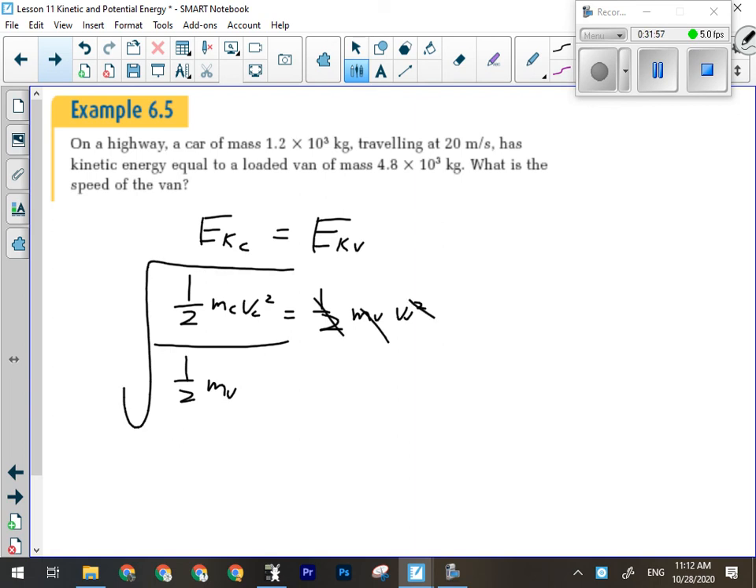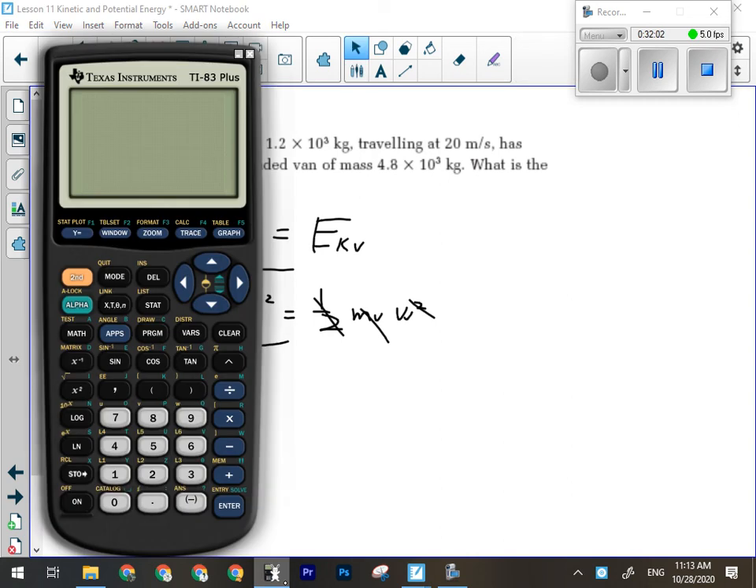And I square root, and now I've got the speed of the van isolated. So that's going to mean 0.5 times 1,200 times 20 squared, divided by 0.5 times 4,800, which needs to be in brackets. And then I've got to square root that.